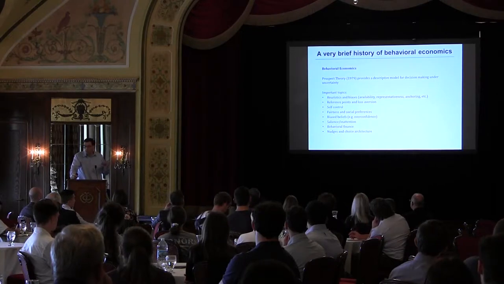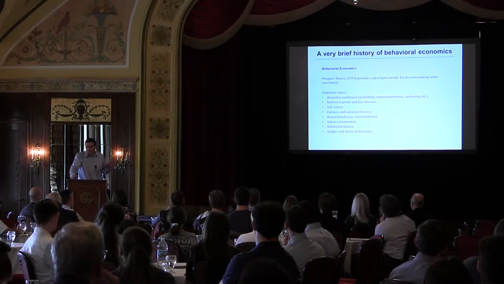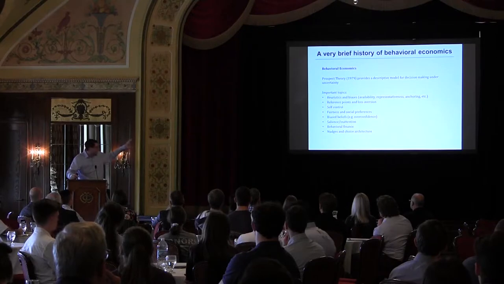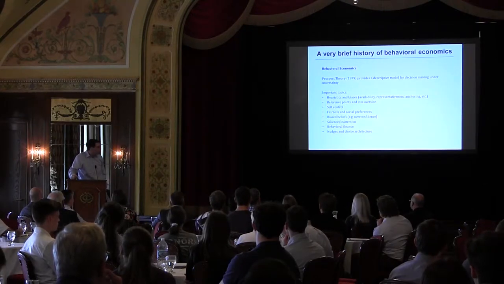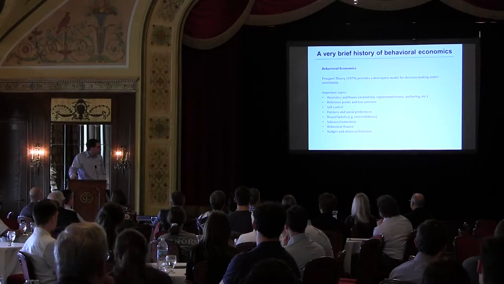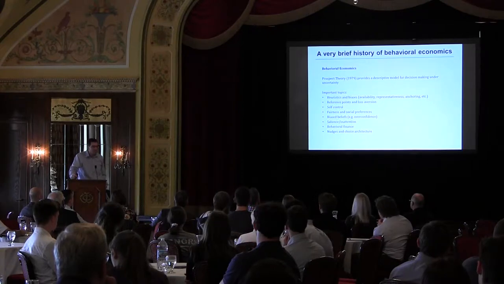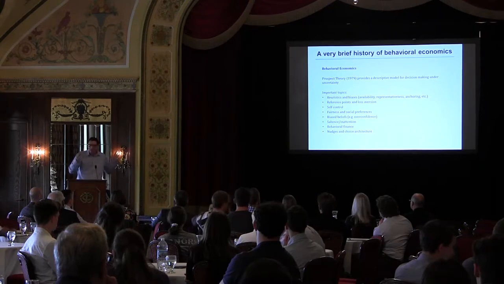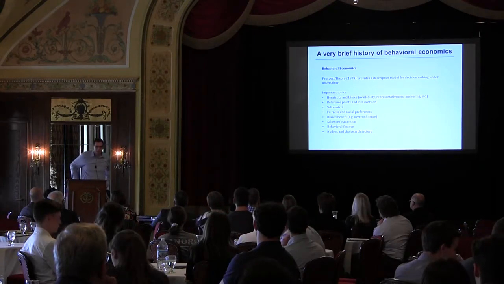But then it's been followed up with a lot of other important topics within behavioral economics. So some of the key topics, if you took a behavioral economics class, this would be what the syllabus would look like. In most classes, you talk about heuristics and biases, reference points and loss aversion, self-control, fairness, biased beliefs, salience, behavioral finance, and nudges and choice architecture, which is a more recent idea. So this is what behavioral economics has evolved into.